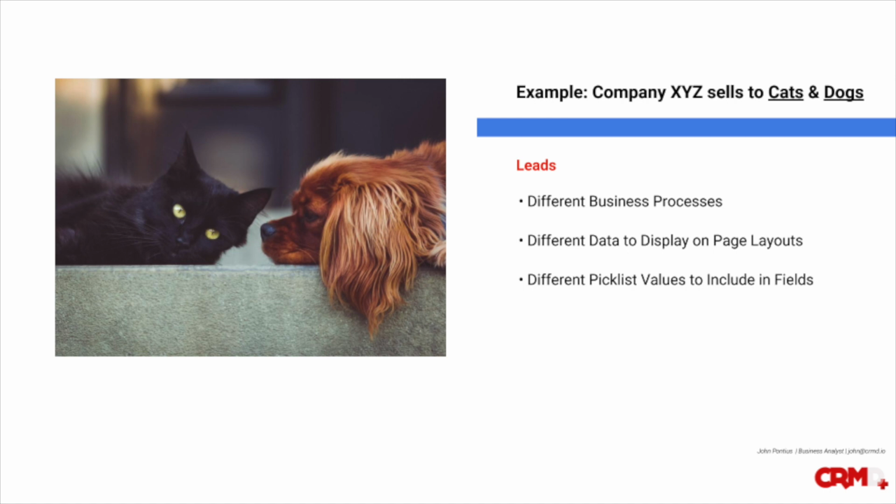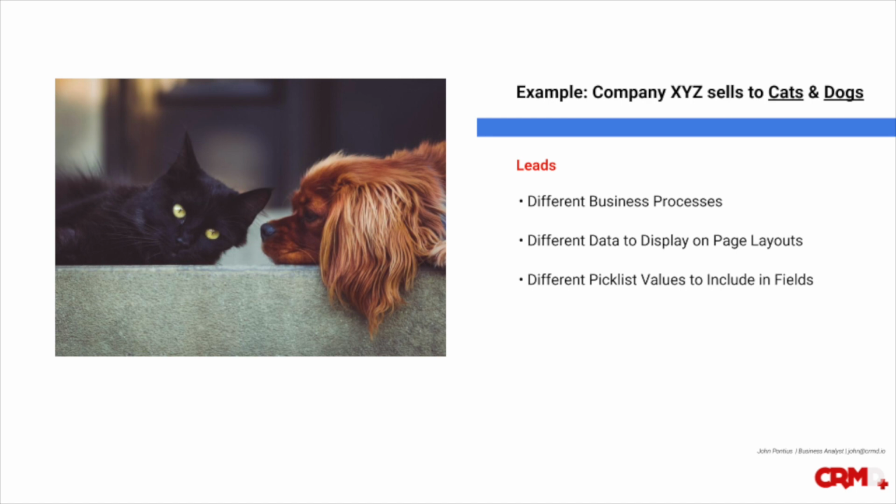And next up, different data to display on page layouts. I might have certain fields that are applicable to a cat that would not be applicable to a dog, and vice versa. So I want to lay out my page layouts in leads so that I have certain fields for cats and then certain fields for dogs. And then lastly, different picklist values.